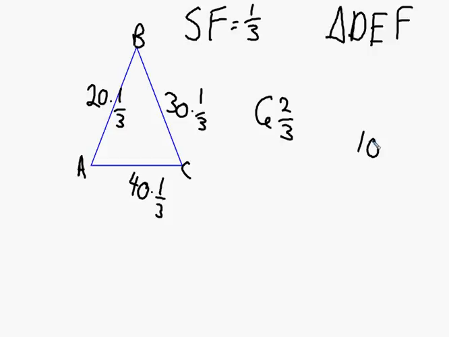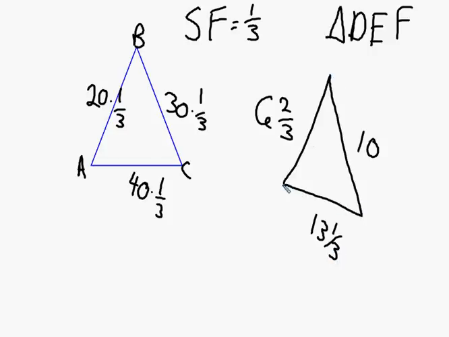And 40 times 1/3 is going to be 13 1/3. So this is actually the new dimensions for a triangle that we have created. D, E, F.